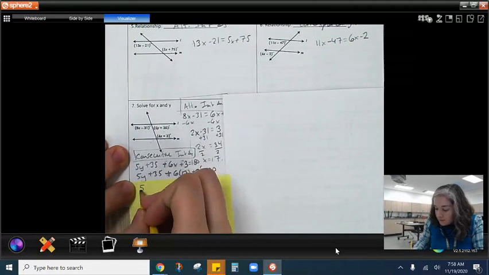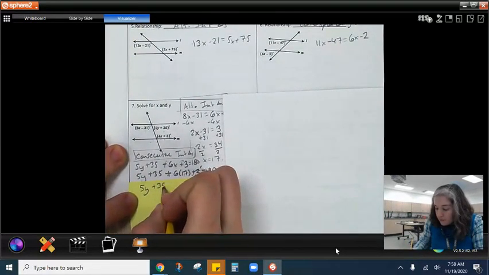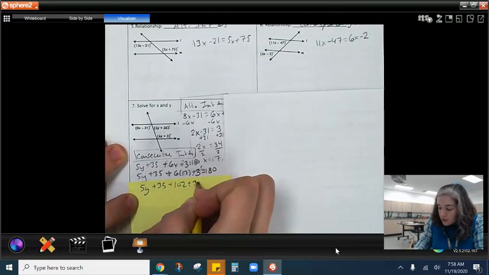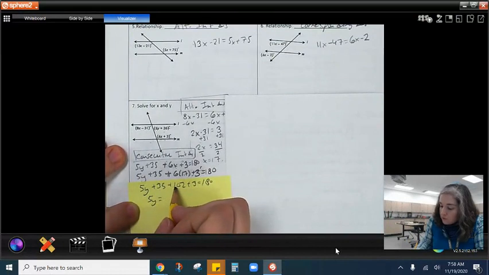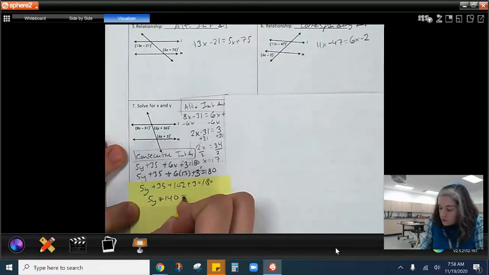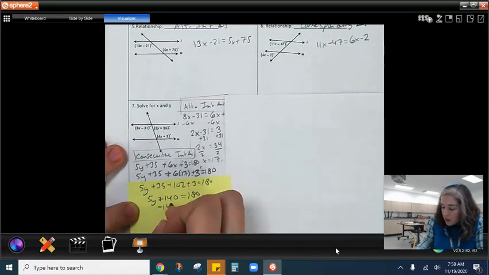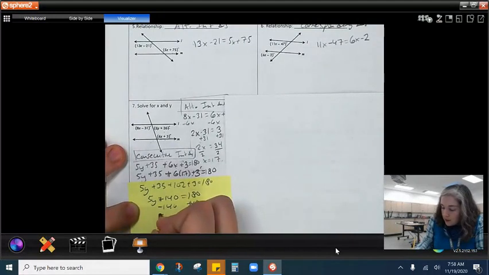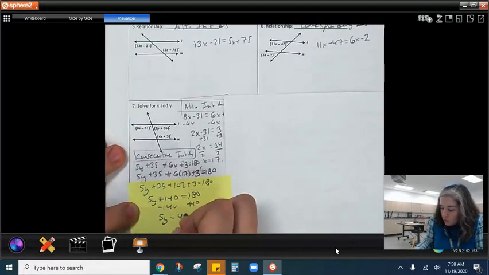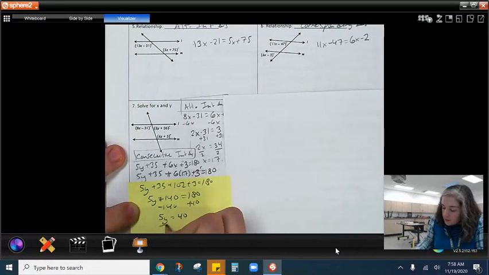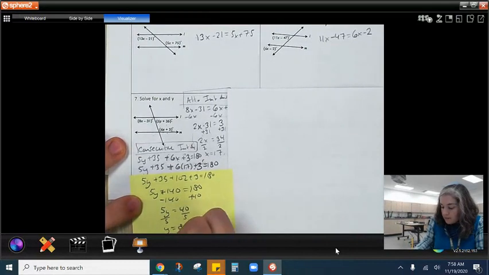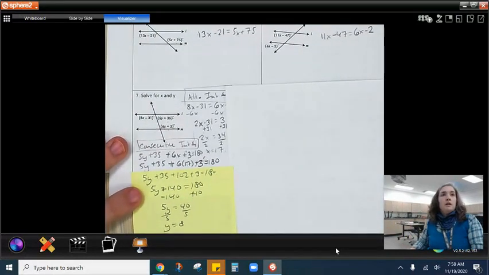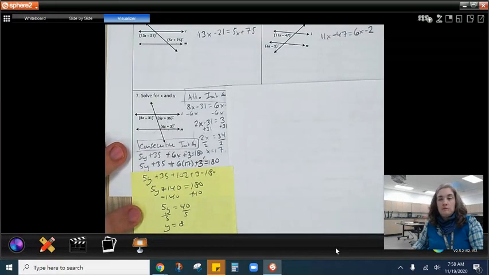So I've got 5y plus 35 plus 102 plus 3 is equal to 180. So this is really 5y plus 140 is equal to 180. I subtract 140 on both sides. So I get 5y is equal to 40. And then I divide by 5. And we get y is equal to 8. I didn't have quite enough room, sorry.